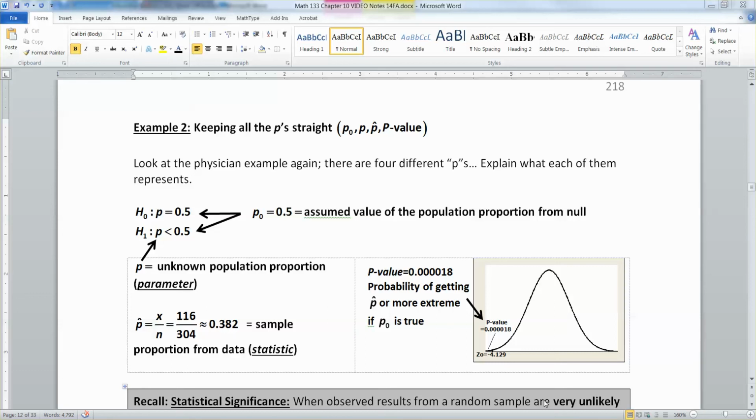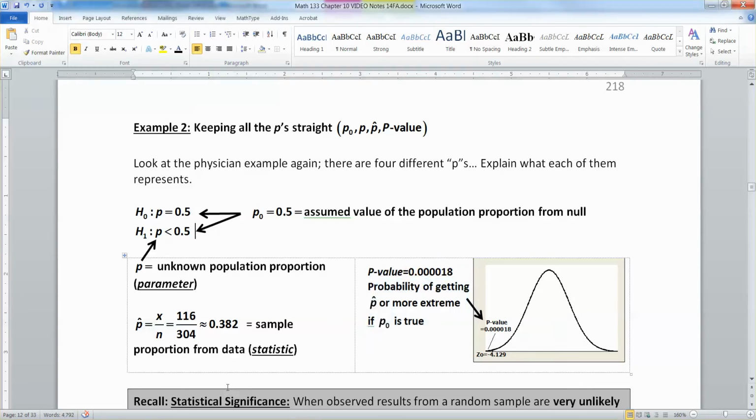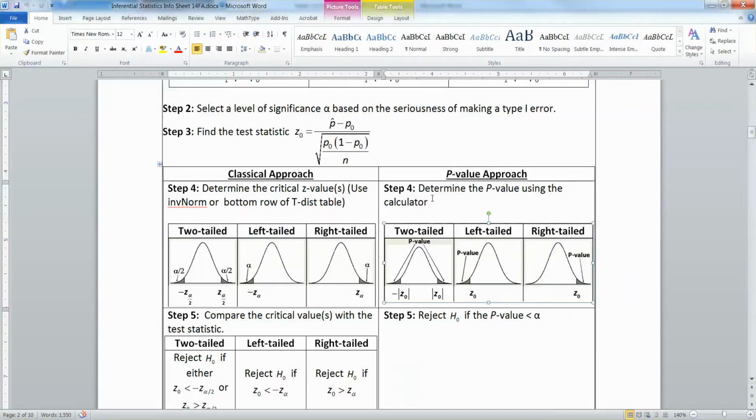Remember that the p-value is the probability of being off in the extremes, the probability of getting your p-hat value or more extreme than that. And of course, this isn't just true for p-hats, this is true for x-bars as well when we hit that particular section. So let's look at the inferential statistics sheet here.